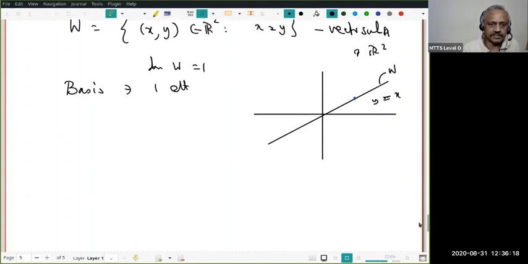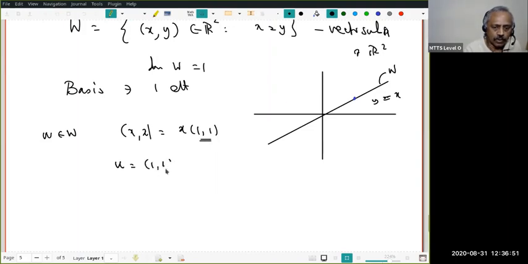Now how do I get a basis? That's very easy. Therefore take a vector w in W, then it is of the form (x, x). But this I can write as x times (1, 1). You understand? Therefore any vector w can be written as a scalar multiple of this fixed vector (1, 1). Therefore, what does it suggest? It suggests take u equal to (1, 1) and the singleton {u} is a basis of W.